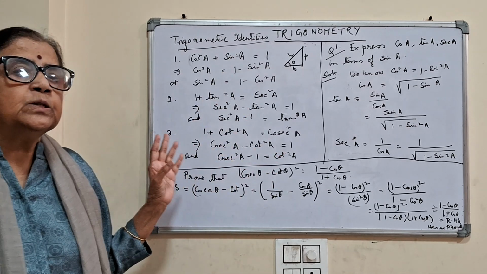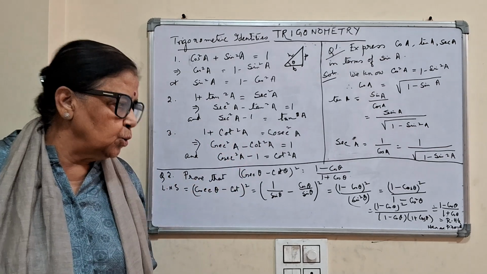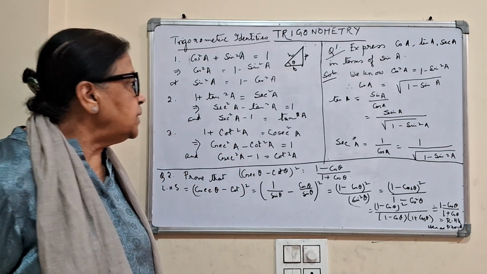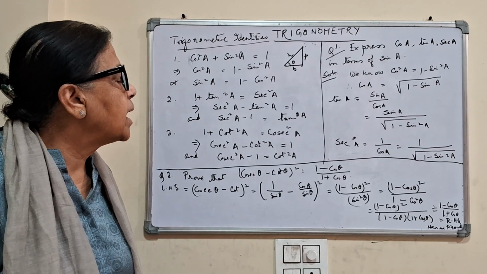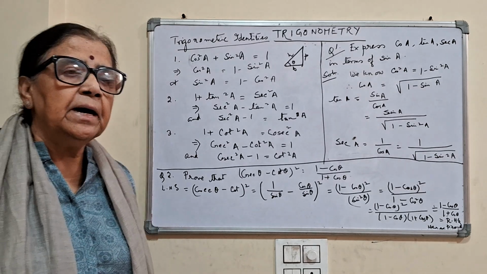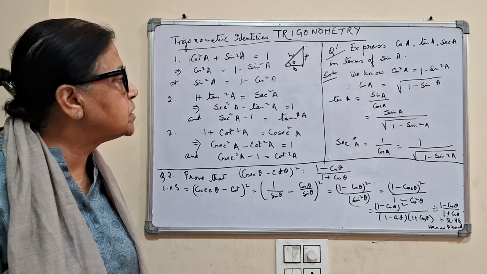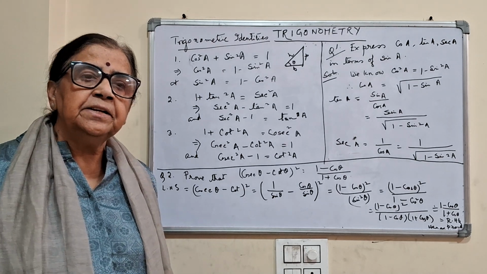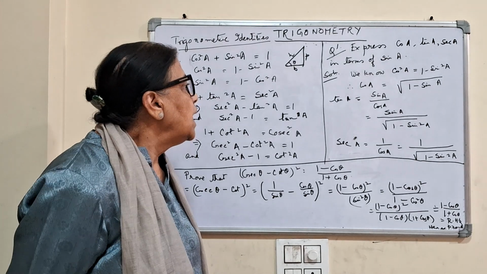Okay. Then these are the three identities, and 6 are corollaries for it. From the 3 main identities we can derive corollaries also. Okay. Question number 1: express cos A, tan A, sec A in terms of sin A, and sin A in terms of cos A, tan A, sec A.